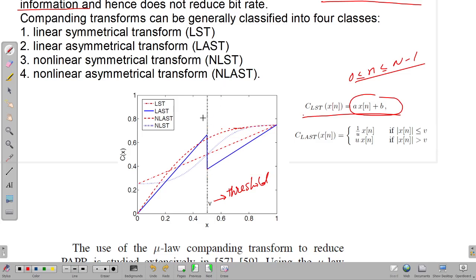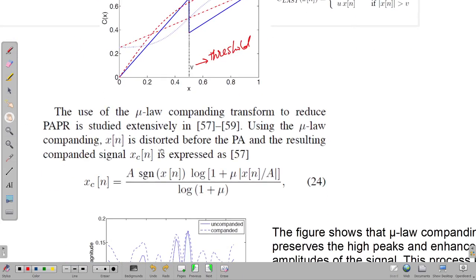There are also other methods like NLST, where this graph goes like this, you can see that lower values again have less value, but for higher values the changes are again evident here. Different transforms have different properties, and whichever companding you use on the transmitter side, the inverse can be used on the receiver side in order to recover the signal.